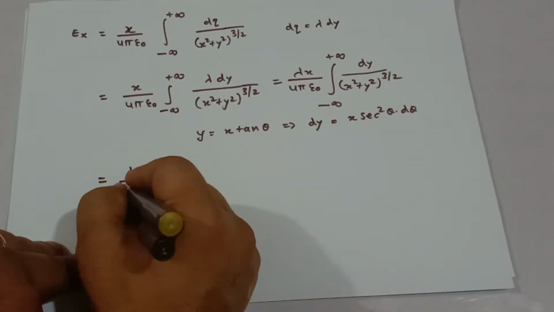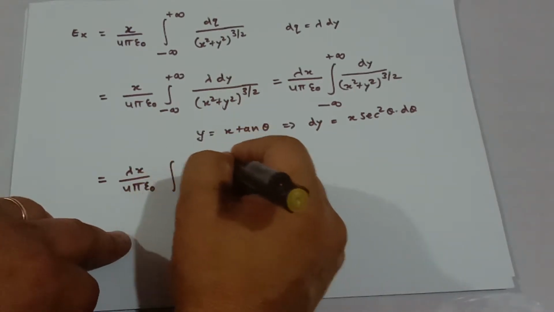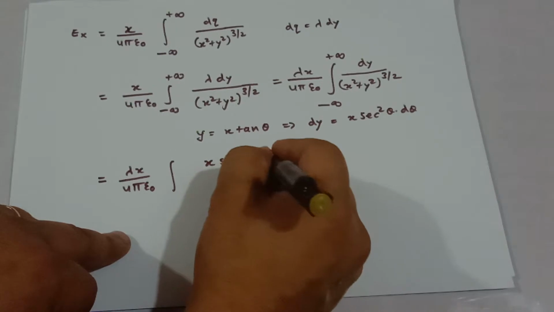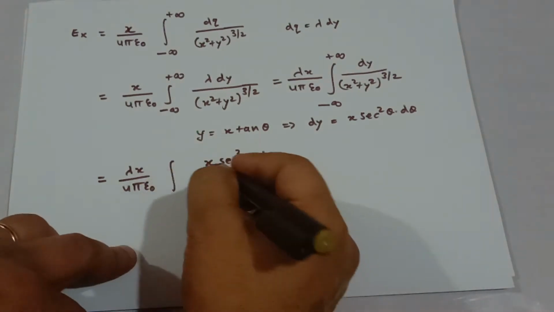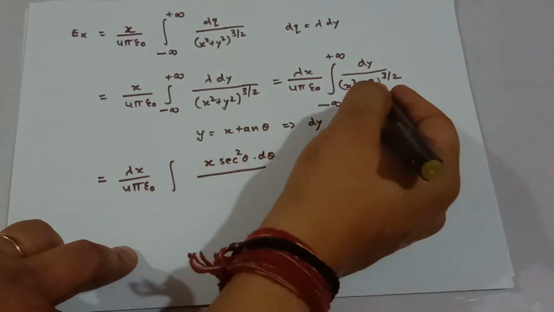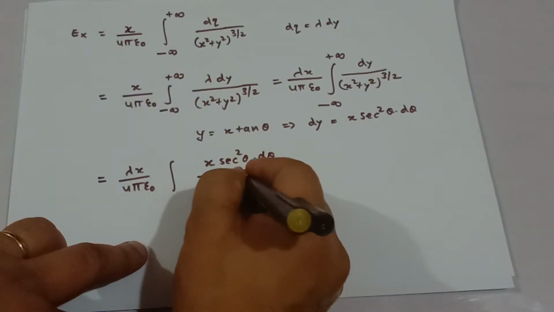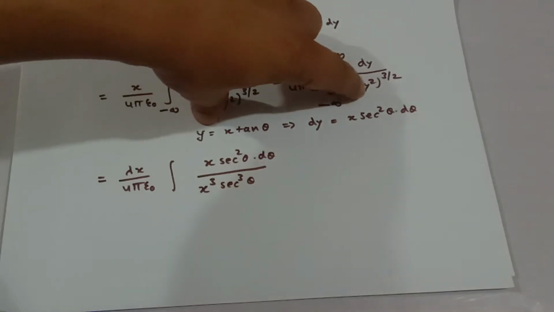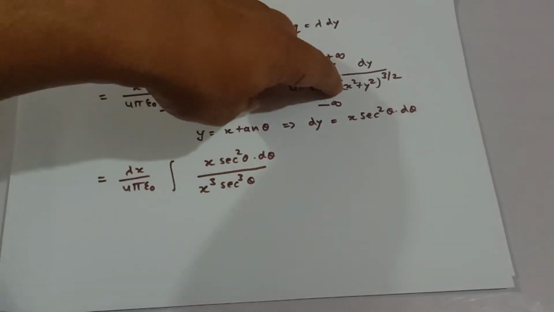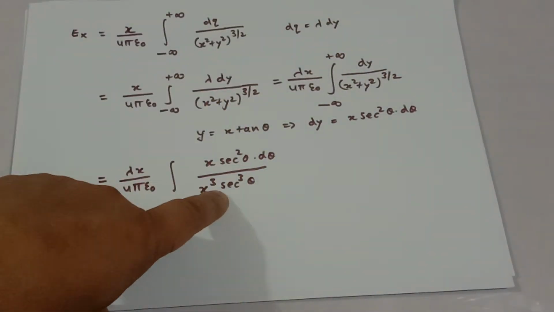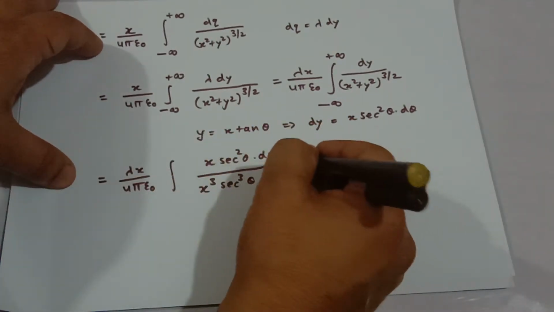So that expression could be written as lambda into x upon 4 pi epsilon naught, and that should be x sec square theta d theta. I have put this value of dy here. When you put y equal to x tan theta here, the denominator would become x power 3 times sec cube theta, because 1 plus tan square theta is sec square theta, and sec square theta to the power 3 by 2 is sec cube theta, and x square power 3 by 2 would be x cube. So some of the x would be cancelled out.